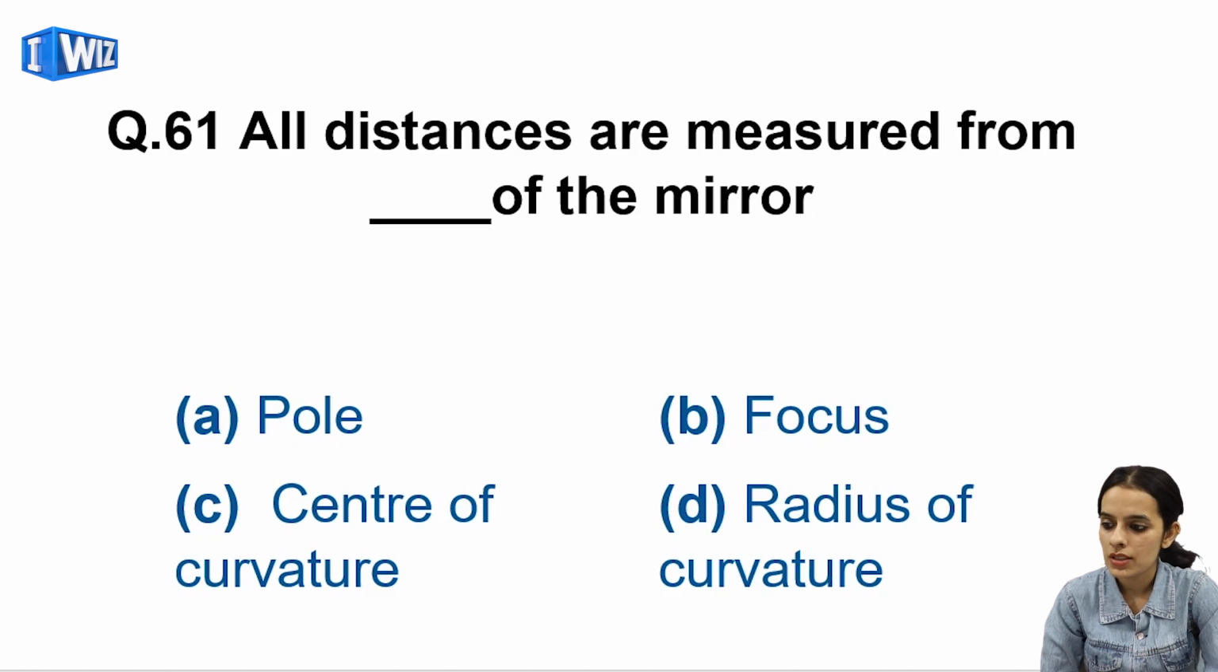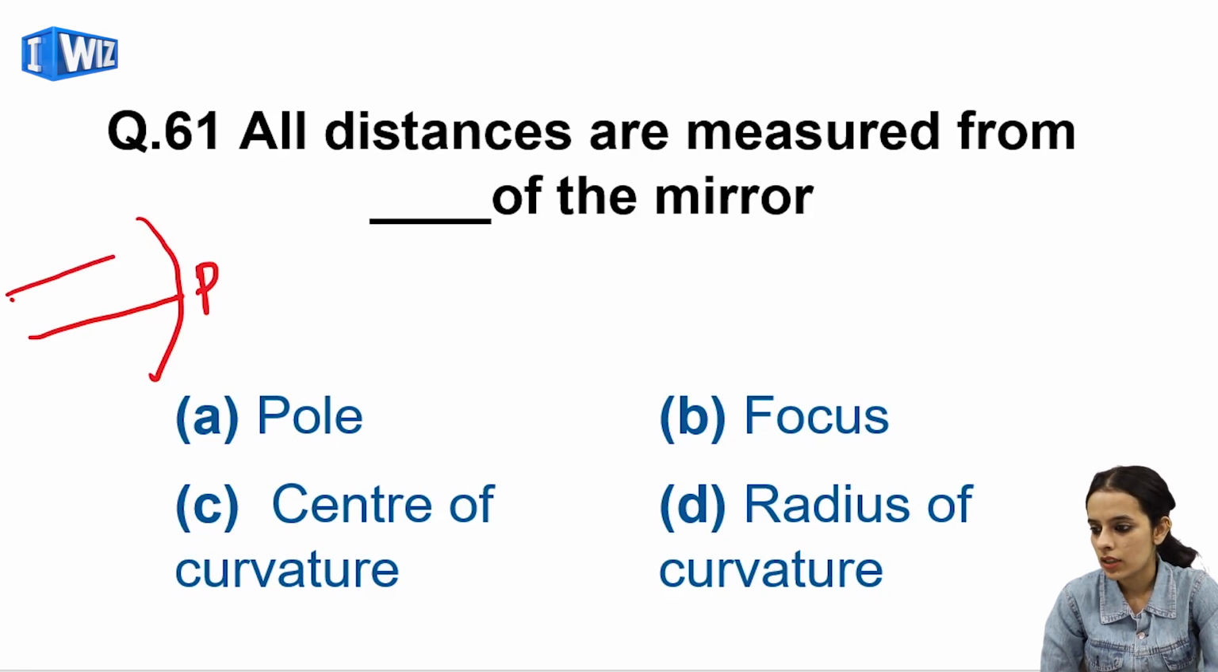Next. All distances are measured from dash of the mirror. I hope you remember the sign conventions where there is a pole. This one is the principal axis. This is the pole. All distances are measured from the pole. The ray of light that is along the direction of the pole will be taken as positive, and the rays of light opposite to the direction of the pole will always be taken as negative. So all distances are measured from the pole. Next.